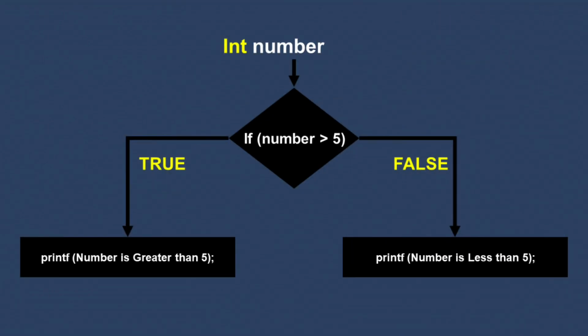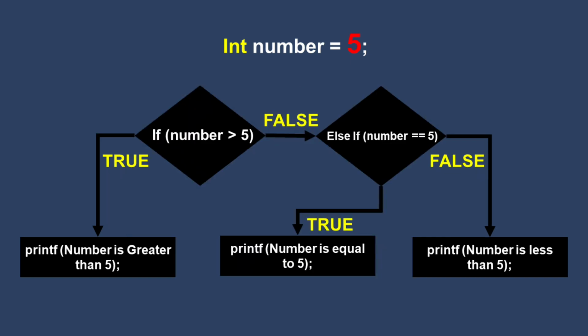But here's a twist. What if the number is equal to 5? It will not fall in either of the conditions, which check whether the number is greater than or less than 5. In this case, a regular if-else won't work. We will need to add another condition to check whether the number is equal to 5 and display the message accordingly. This is exactly where nested if-else statements will come into play to handle these multiple conditions.